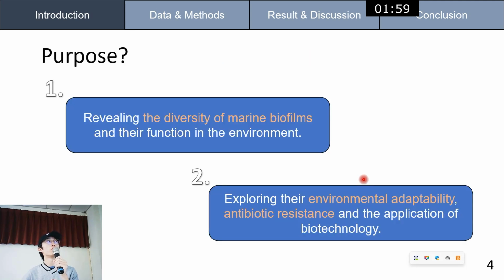Okay, the purpose of this research: first of all, revealing the diversity of marine biofilms and their functions. And the second is exploring their environmental adaptability and their application in biotechnology.